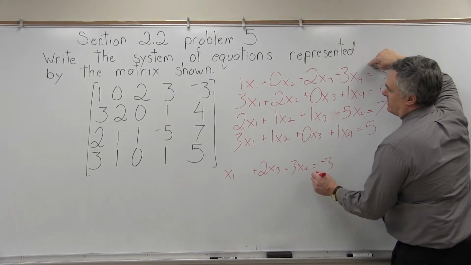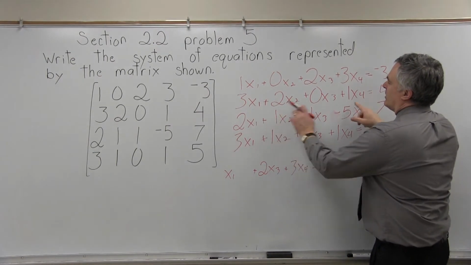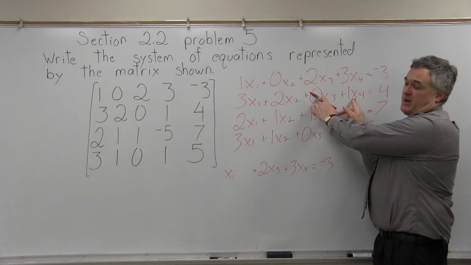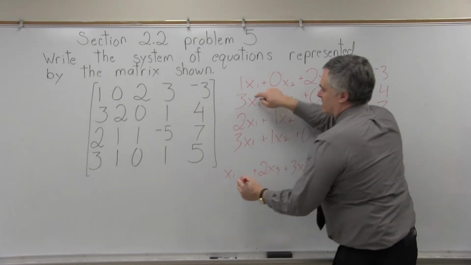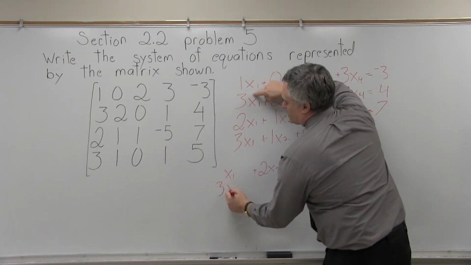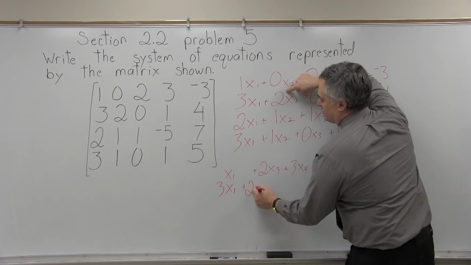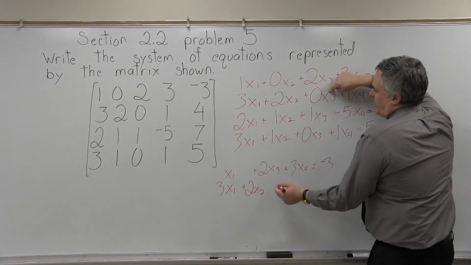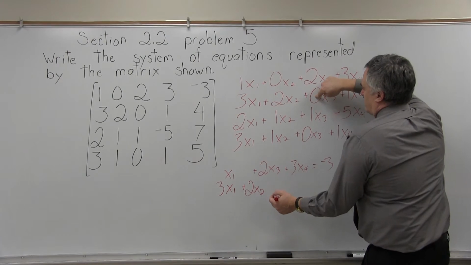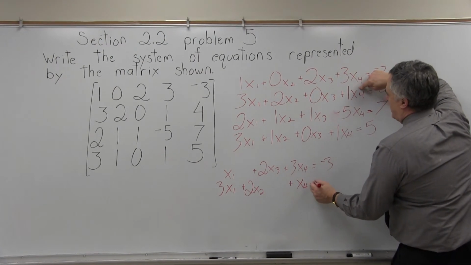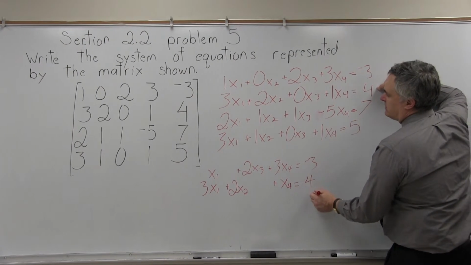equals negative 3. And then in the second equation, I have a 0x3, which I would just let disappear. A 1x4, I'm not going to bother to write the 1. So what I would have for the second equation would be 3x1 plus 2x2. I won't write anything for x3 because of the 0 in front of it. The 1x4, I'll just write x4, and that is equal to 4.